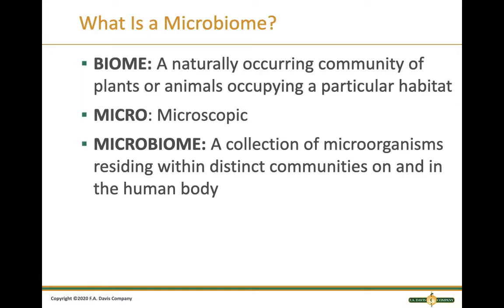So, biome is a naturally occurring community of plants or animals occupying a particular habitat, such as a forest or an ocean. Micro means microscopic, and the human microbiome is a collection of microorganisms residing within distinct communities on and in the human body. We'll see that it's mostly bacteria. There are some that live on your skin. The most live in your intestines. They live all throughout your body.